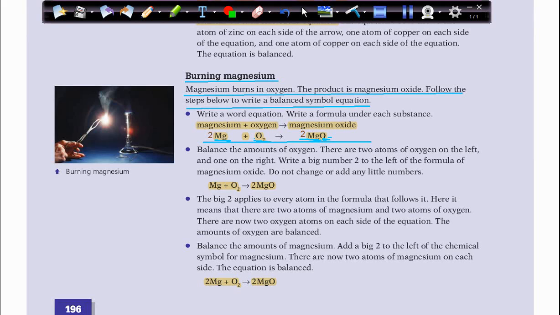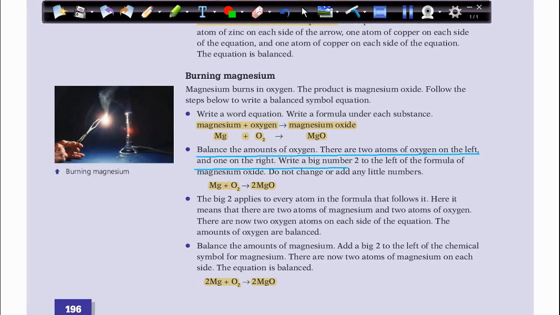In this case I have 2 atoms of magnesium on the reactant side, 2 atoms of magnesium in the product side, 2 atoms of oxygen in the reactant side, and 2 atoms of oxygen in the product side. Second point, balance the amount of oxygen. There are 2 atoms of oxygen on the left and 1 on the right.